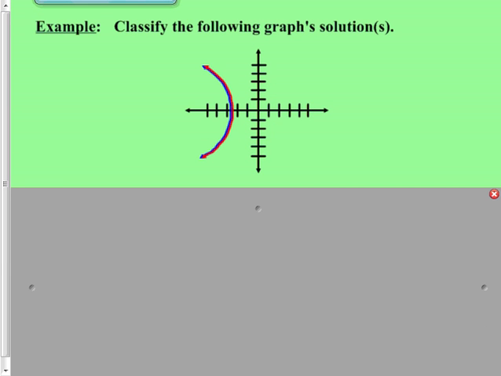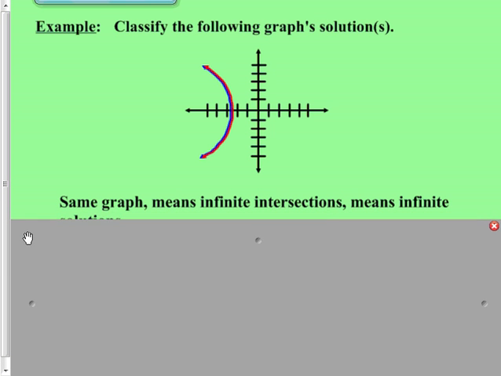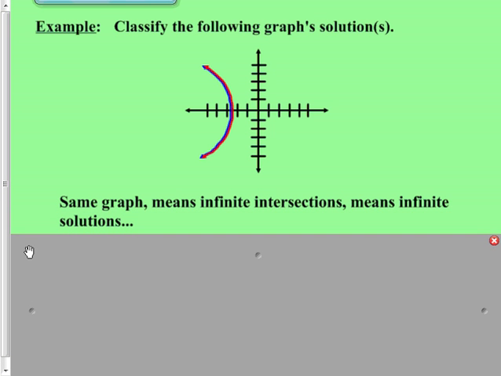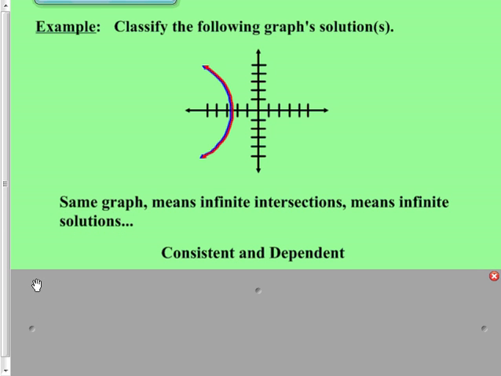In this one, obviously, we have the same graph twice. So what category does that put it into? That is dependent this time instead of independent. And since it is the same graph, we have infinite numbers of solutions. So it is consistent. There are points to solve this graph.